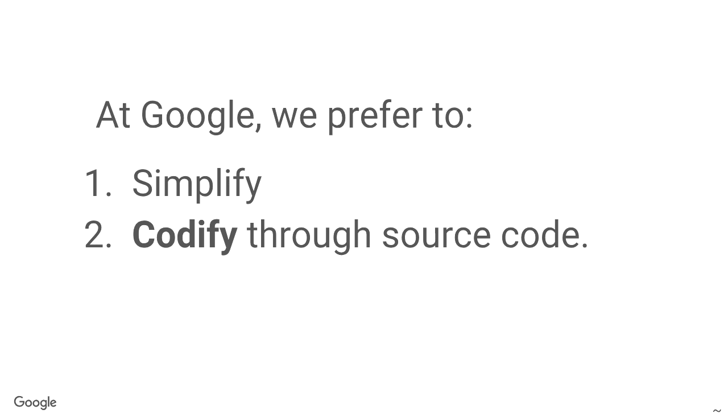So at Google, the way we tackle knowledge transfer is basically with 2 basic strategies. So first of all, we try to simplify where we can our systems. And we try to codify, not only using wikis and docs, also through source code. And that's going to be the main part of the talk. And I'm going to give some examples on that.